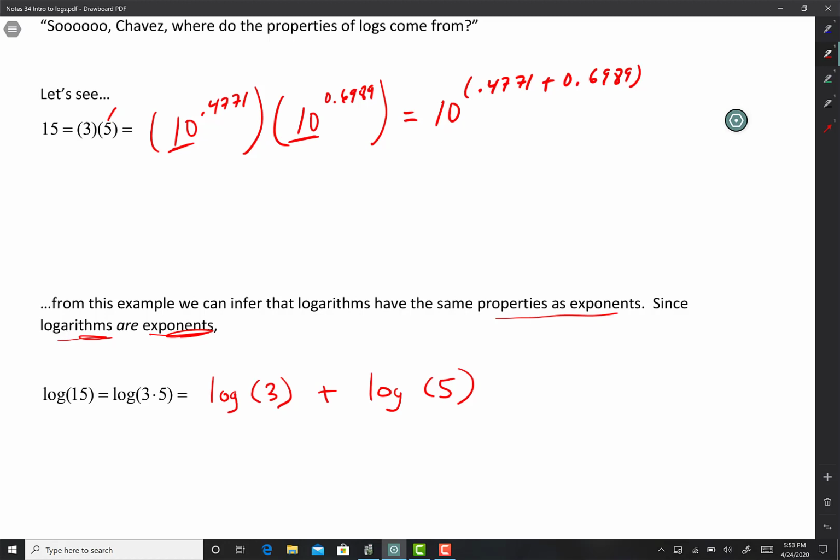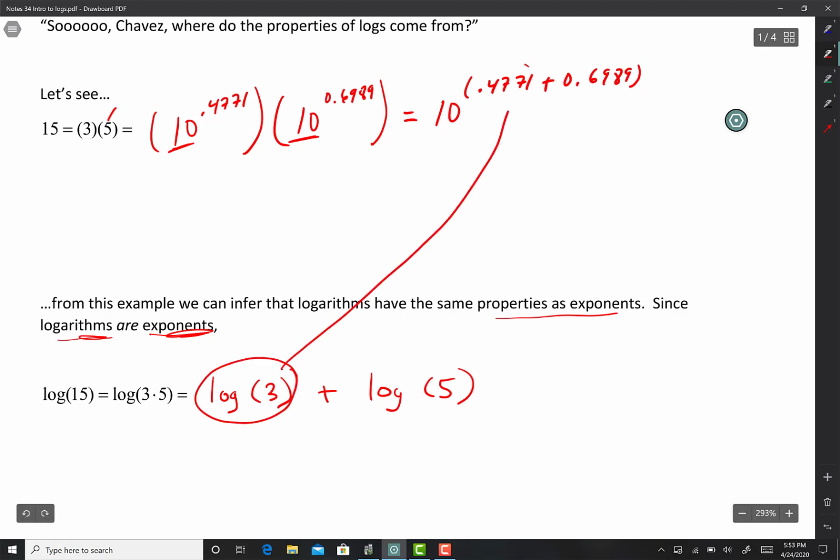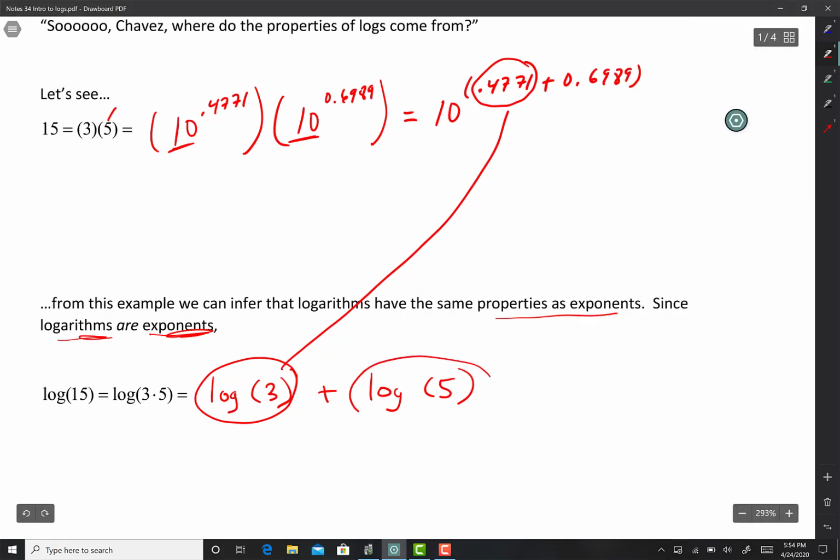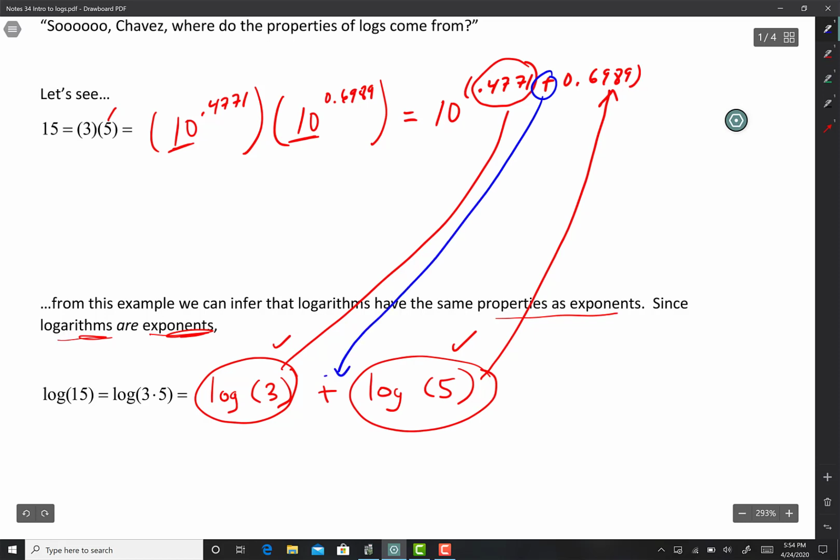Okay, do you guys agree that log 3 is 0.4771? I'm hoping that you guys are saying yes. Real quick, check it out. I'm going to push log 3, and there it is. Log 3, 0.4771. We did that earlier. And then log 5 is equal to 0.6989. Yes, check, check. Well, then that means this plus here is that plus.